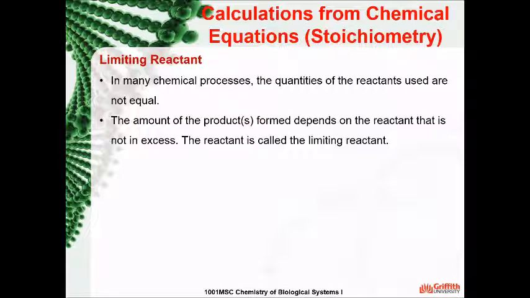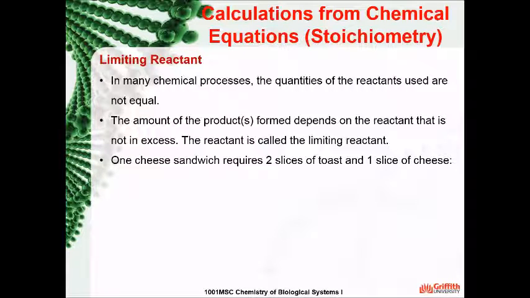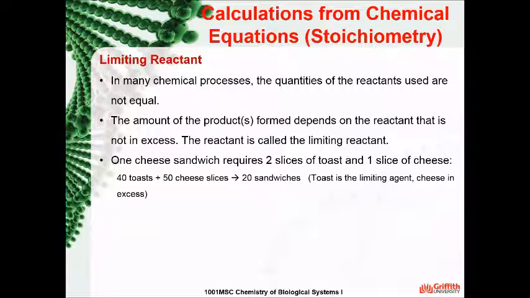To understand the concept of limiting reactant, let's look at two analogies. To prepare a cheese sandwich, you need 2 pieces of toast and 1 slice of cheese. Say you have 40 slices of bread and 50 slices of cheese. You will only be able to prepare 20 sandwiches, as your bread will run out first. The toast is the limiting agent in this case, because it is finished and you are not able to make any more cheese sandwiches. The cheese is the remaining agent, or what we call the in excess reagent, as you still have 30 slices left.